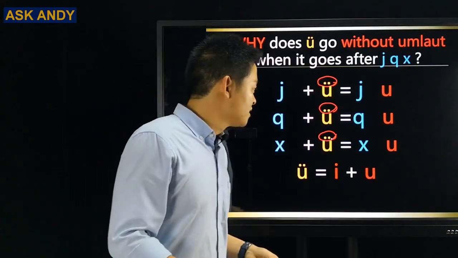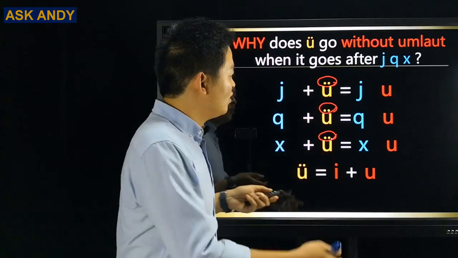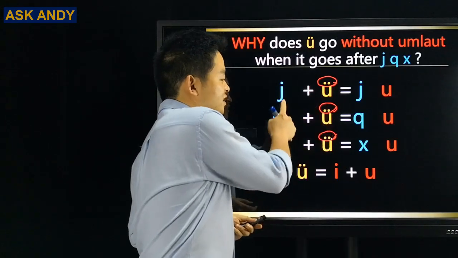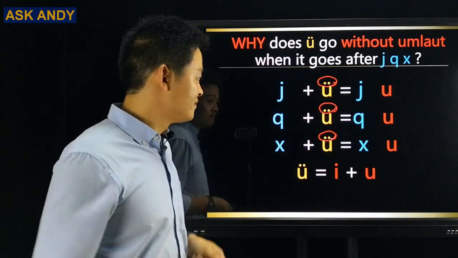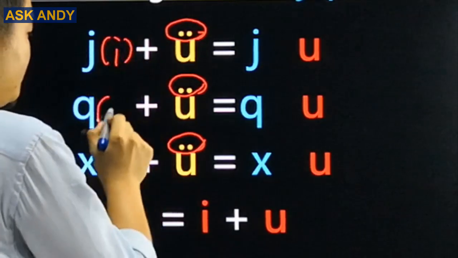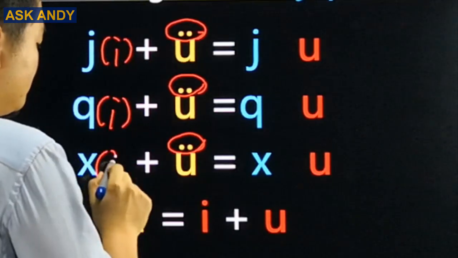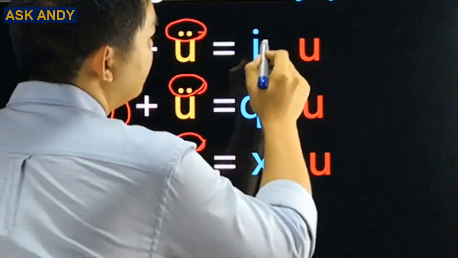So the question is, why are the two dots removed when yu is combined with ji qi xi? Why ji qi xi? Why not other initials? The trick is here. So when you pronounce ji qi xi, actually, you have e there. Though we couldn't see it, it's invisible, but it is there. We move it here.